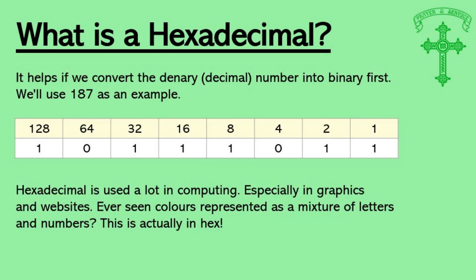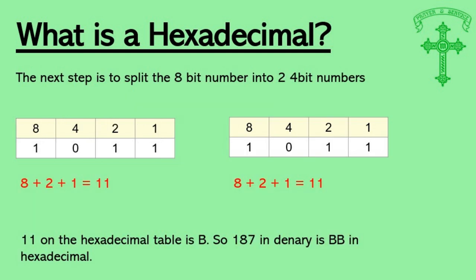So, if we're going to convert it, we're going to do this example of 187. So we put it in the normal binary table first. So 187 in binary is 1011 1011. The next thing we do is split the 8-bit number into two 4-bit nibbles, as they call it. So it's 1011 and then 1011.